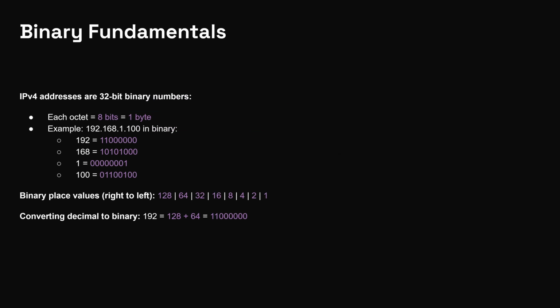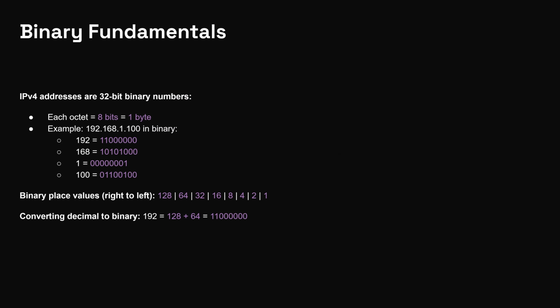Yes. So we talked about bits earlier on the first slide. To understand what bits are, we can cover some binary fundamentals. IP addresses are 32-bit binary numbers, and these 32 bits are divided into 4 octets. Each octet has 8 bits, which you can say is a byte.